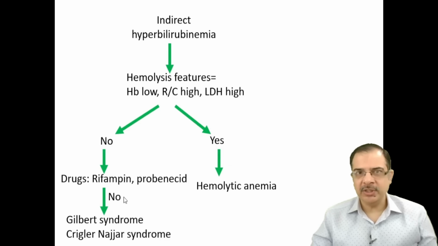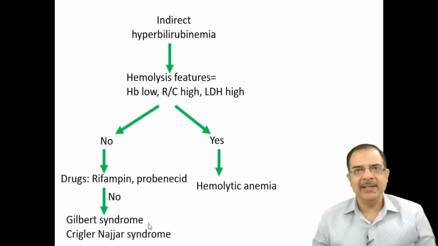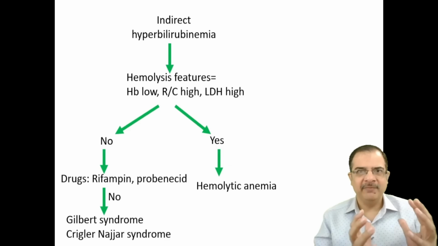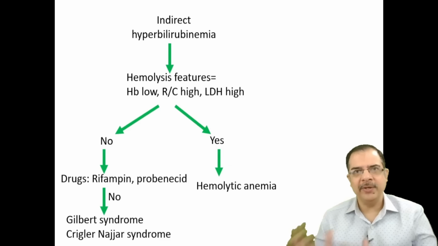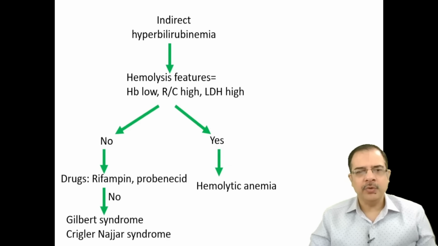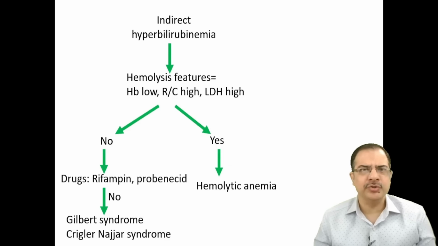If there is no such history, it could be a likely case of Gilbert syndrome, a mild UGT deficiency. UGT is the enzyme which converts indirect bilirubin into direct bilirubin. Or it could be rare disorders like Crigler-Najjar syndrome, which have a severe deficiency of UGT. So most commonly in OPD we encounter a patient of Gilbert syndrome, where the jaundice will increase after fasting or stress.